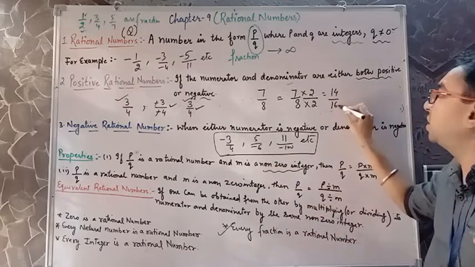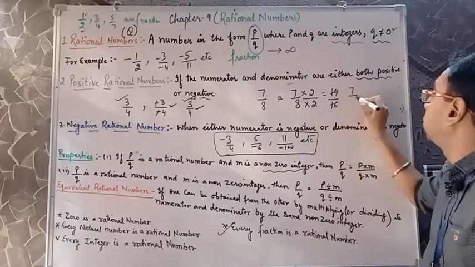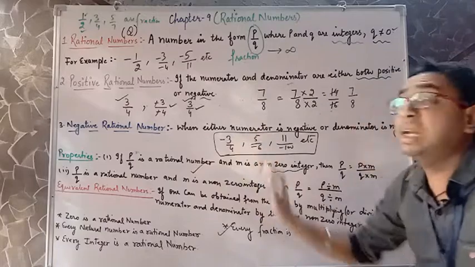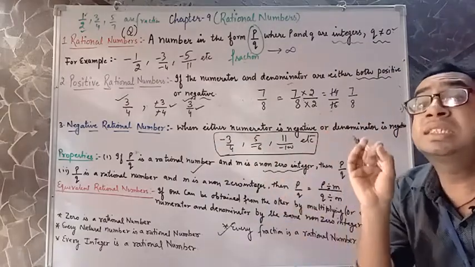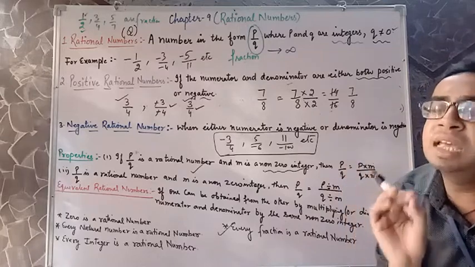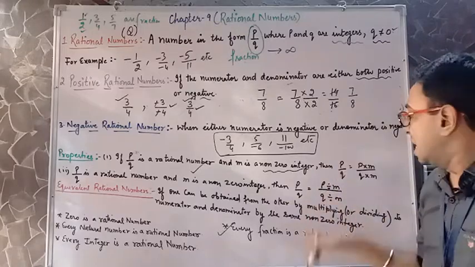I'm getting 14 by 16. Again, I can reduce it: 2 7s are 14, 2 8s are 16. Don't you think I'm getting the same rational number back? This is what this property states. If you multiply a rational number with the same non-zero integer, you'll be getting the same rational number back. There will be no change. This is very important.